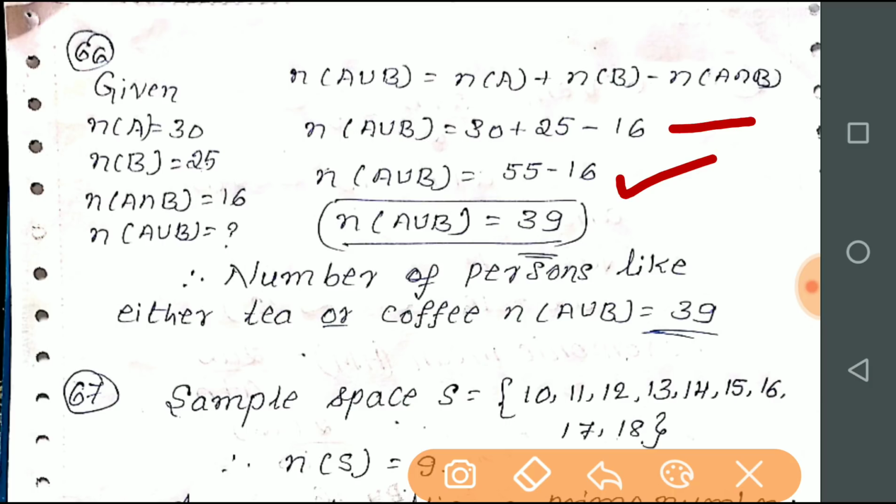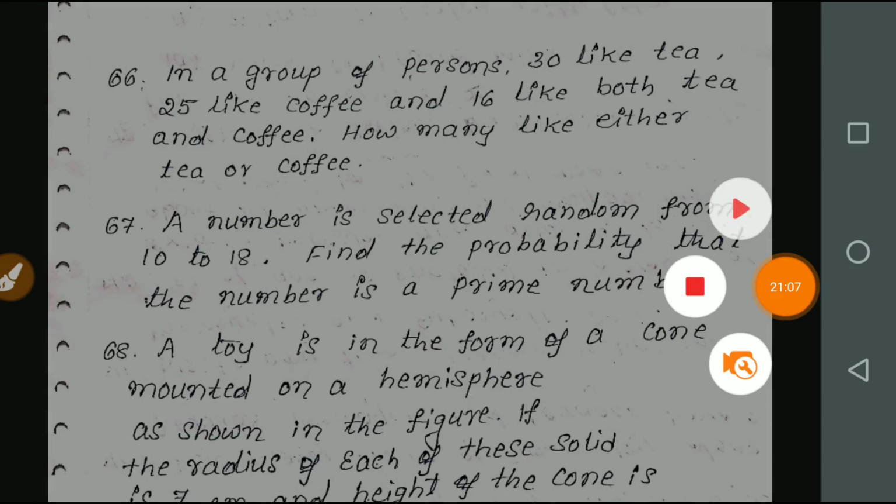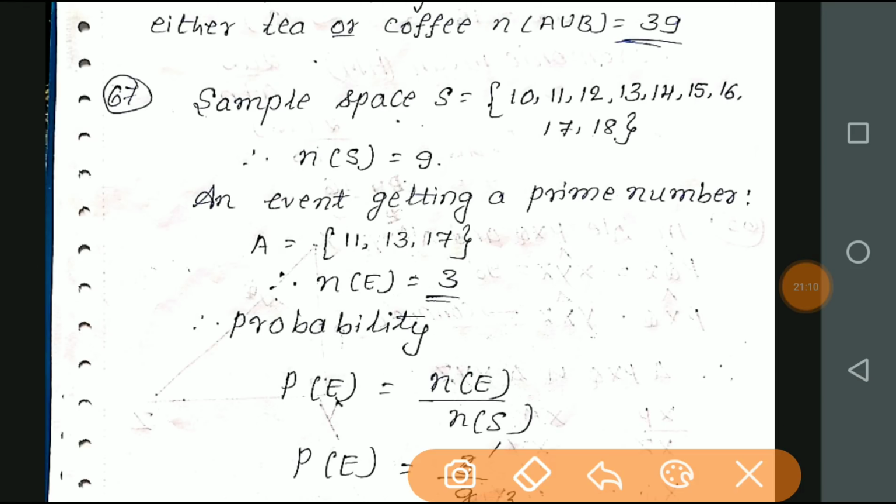Then next, question number 67. A number is selected at random from 10 to 18. Find the probability that the number is a prime number. Yes, in this question, a number is selected at random from 10 to 18. That means the numbers start from 10 and end with 18. Therefore, the sample space is 10, 11, 12, 13 up to 18. Then the sample space size is 9.